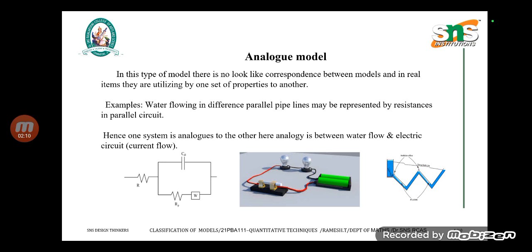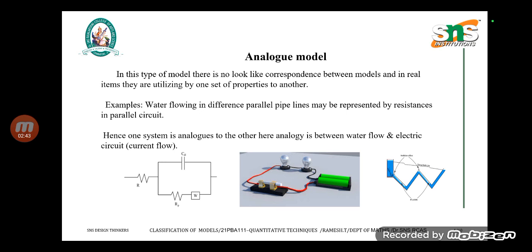The next one is the analog model. What is an analog model? In this type of model, there is no look-like presentation. That is, there is no look-like correspondence between the model and the real item. They utilize one set of properties for another. For example, water flowing in different parallel pipelines may be represented by resistance in a parallel circuit. Hence, one system is analogous to the other.